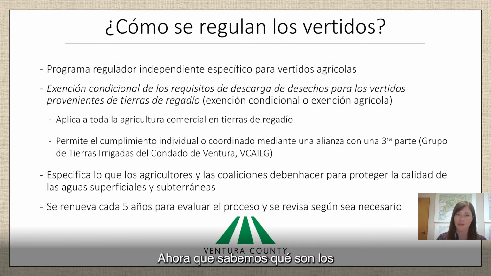So now that we know what agricultural discharges are, how are they regulated? The Regional Water Board has a standalone, separate regulatory program that's specific to agricultural discharges, just like they have for some of the other types of land use discharges that I mentioned earlier. And so agricultural discharges are regulated under the Conditional Waiver of Waste Discharge Requirements from Irrigated Lands, also known as the Conditional Waiver, or the Ag Waiver, or the Conditional Ag Waiver.